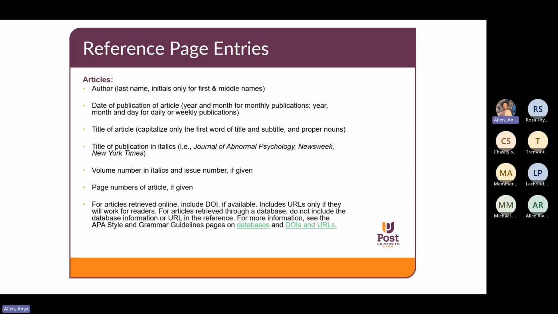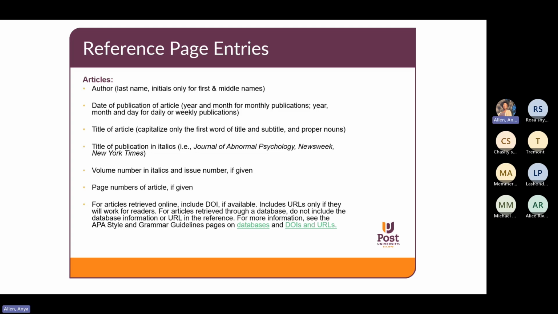So the title of the article, that's going to be pretty much the same as it is with a book. You want to make sure that you capitalize only the first word of the title and the subtitle and proper nouns. Anything that's not a proper noun, title, or subtitle, like that first word of the title or subtitle, should not be capitalized. The title of the publication should be in italics, as it's stated here, for the Journal of Abnormal Psychology. The volume number should be included in italics, and the issue number if that's provided.